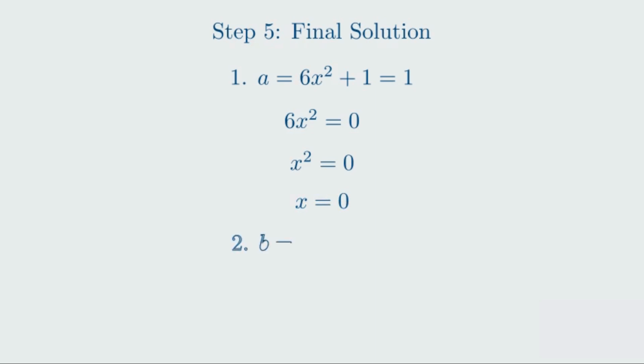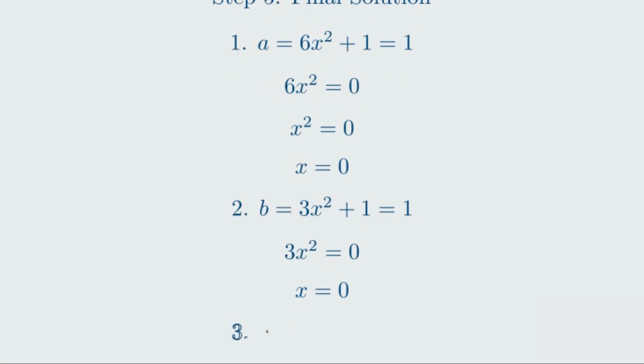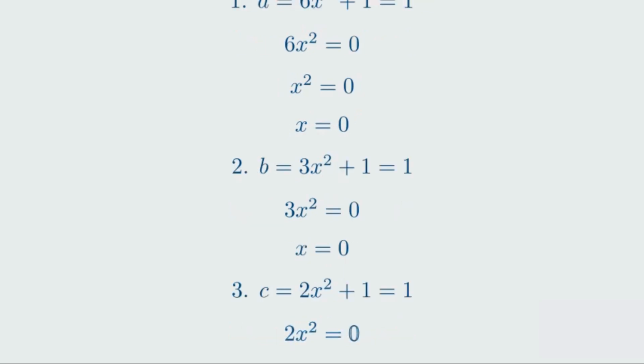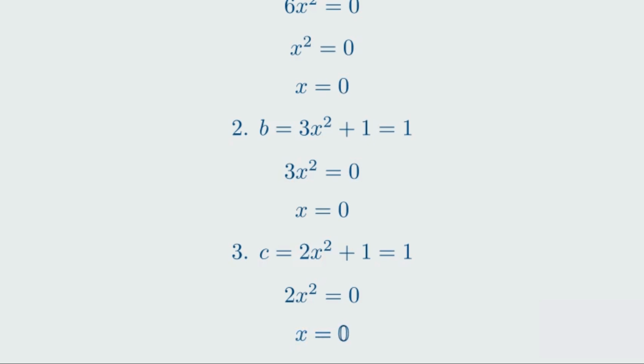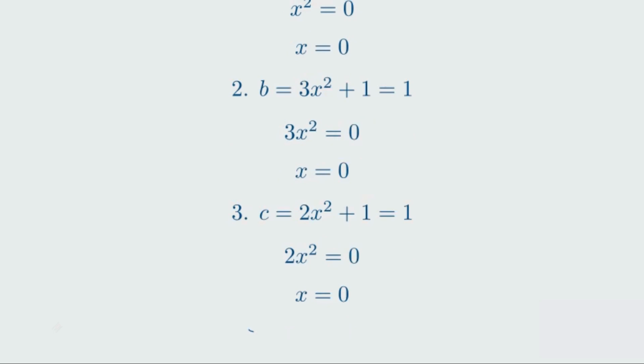Second, b equals 3x squared plus 1, so 3x squared plus 1 equals 1. This gives us 3x squared equals 0, which again simplifies to x equals 0. Finally, c equals 2x squared plus 1, so 2x squared plus 1 equals 1. This gives us 2x squared equals 0, which once more leads to x equals 0. All three conditions are consistent and give us the same answer. Therefore, the only real number solution to our original complex equation is x equals 0.